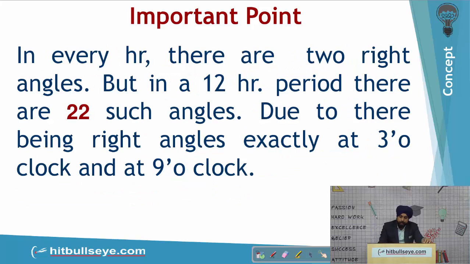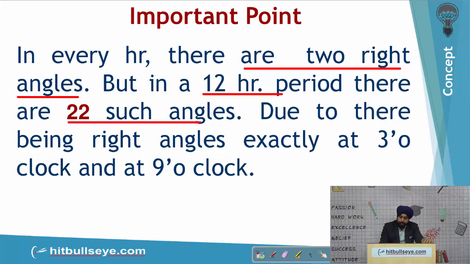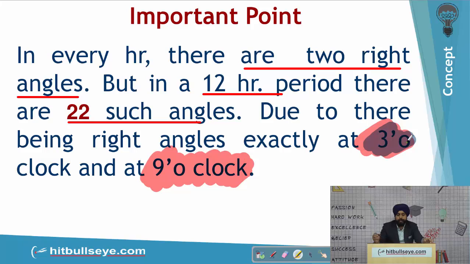Moving on, in every hour there are 2 right angles, students. But in a 12-hour period there are 22 such angles, because there is exactly one right angle less due to 3 o'clock and 9 o'clock, the angle which occurs at 3 o'clock and the angle which occurs at 9 o'clock, between 2 and 3 or 3 and 4, or between 8 and 9 and 9 and 10. So in 12 hours there are 22 such angles.